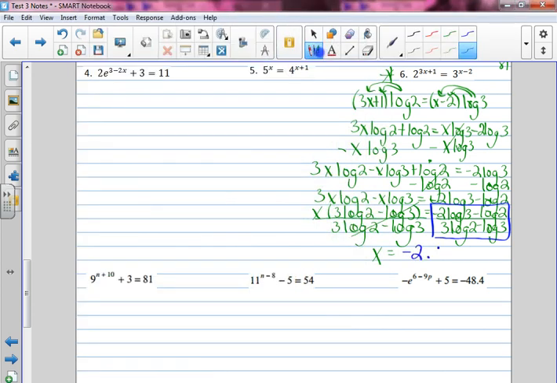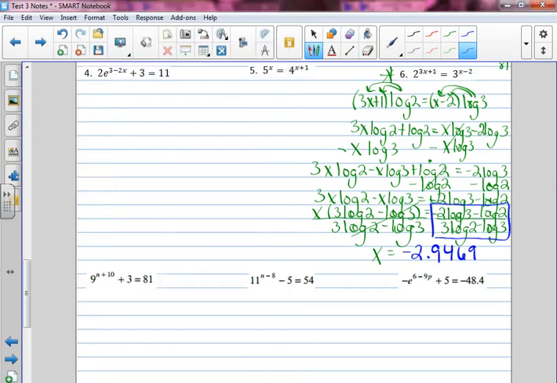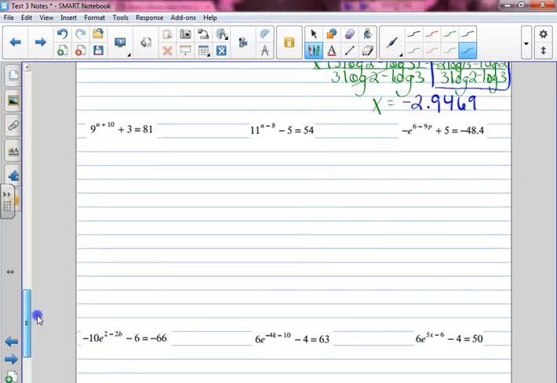Negative 2.9469 is what I think I said. That is what I said. All right, so that is the correct answer. Now, was this problem messy? Yes, that was messy, but you know what? You're not little kids anymore. You can do messy. I'm going to do 2 more examples, and then when you come to class, I'll do a few more. And then you'll practice them.